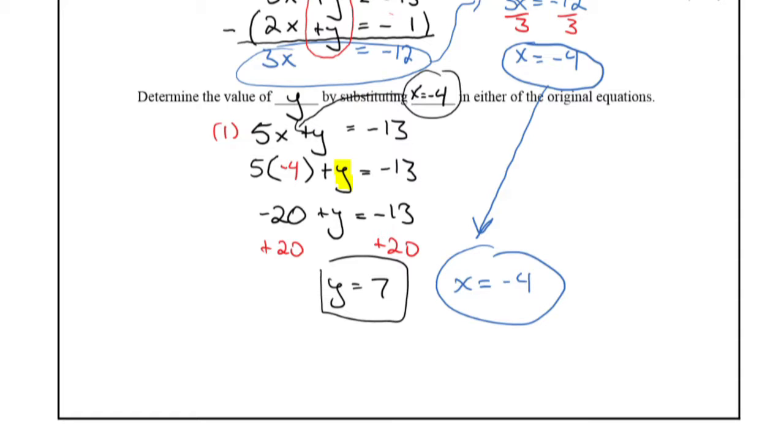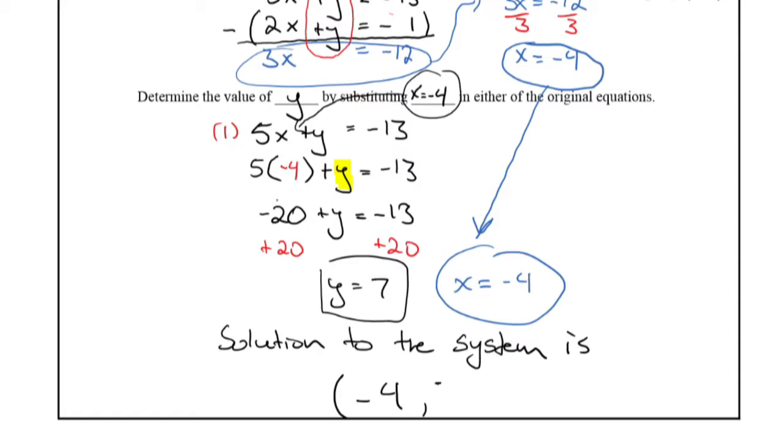So the solution to the system is (-4, 7).